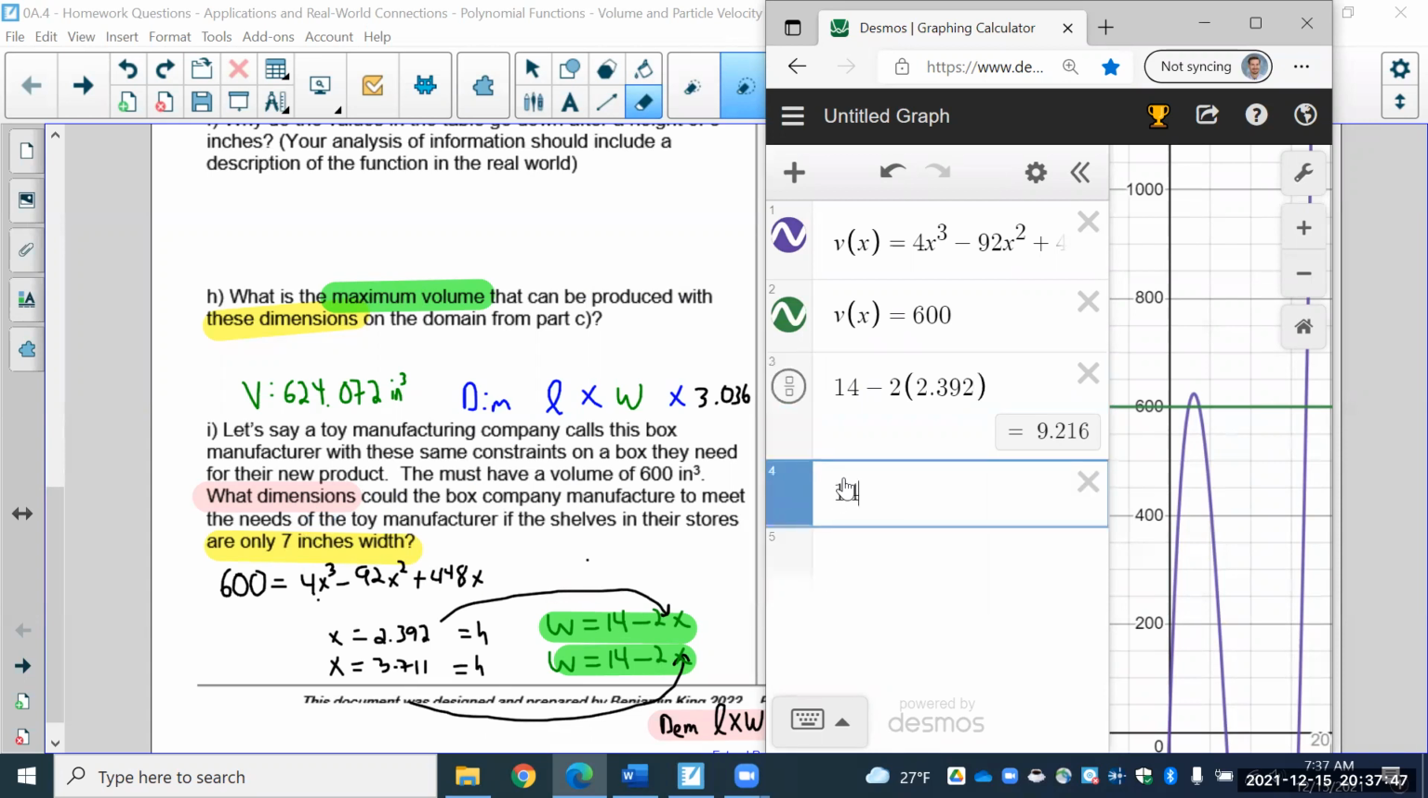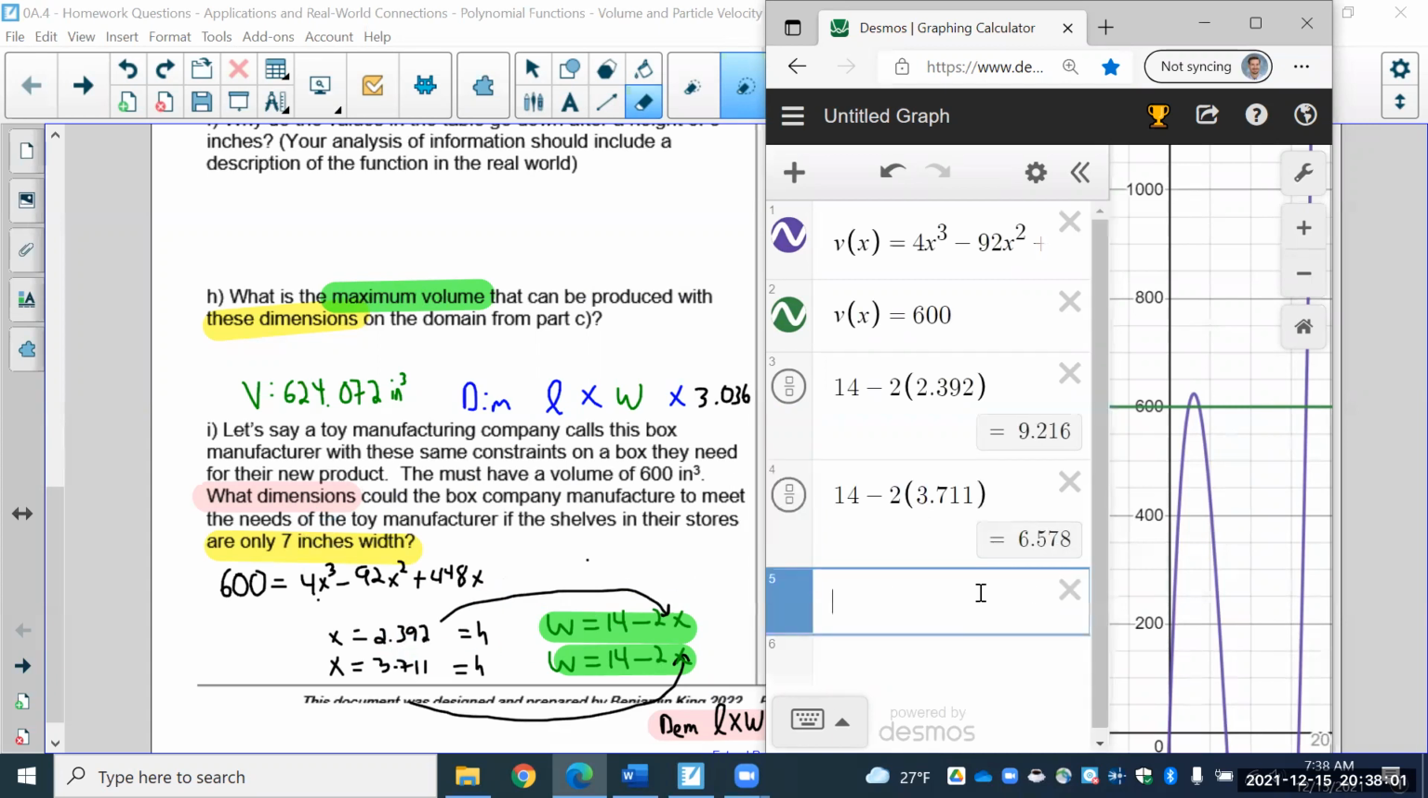So then you have to do the other one, 14 minus 2 times 3.711. Oh, look, that one's going to fit on the shelf, but they want the dimensions. So the last thing you do is you say the box is 3.711 by 6.578, and then you go back and also do the length, which was 32 minus 2, and then you put the value in there.